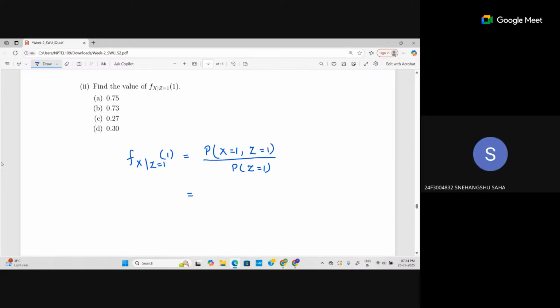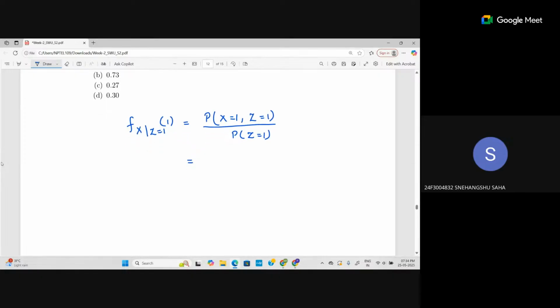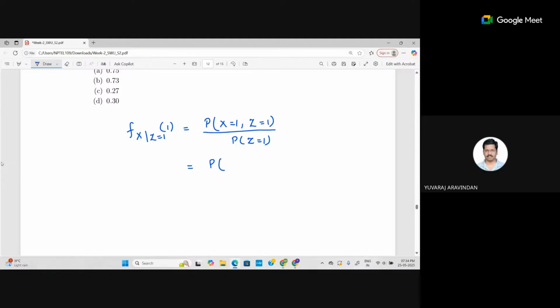Probability of X is equal to 1 or Y is equal to 0. That is the only case that is going to be X is equal to 1 and Z is equal to 1, the intersection. Because 0, 1, 1, 0, those are the two possibilities we have. Among that, we can take only 1, 0, for which Z is equal to 1.